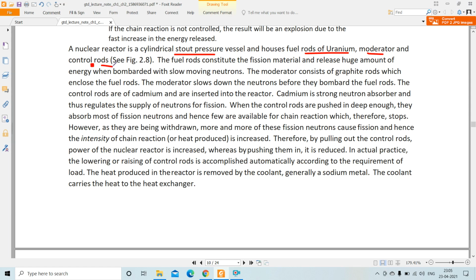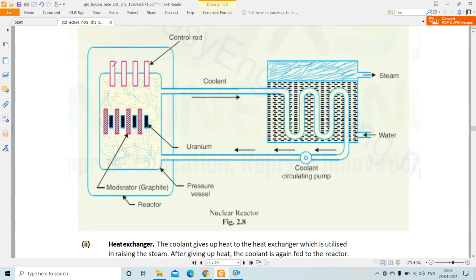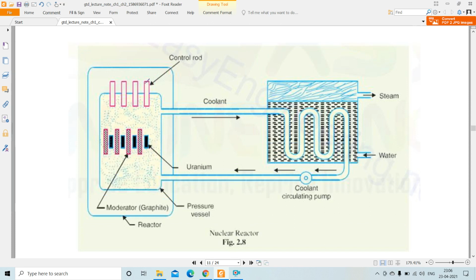Okay, so see, this is the nuclear reactor diagram. This is the nuclear reactor, this is the pressure vessel. Inside this, these are the fuel rods, uranium fuel rods. These are the moderators, which are made up of graphite. This is the control rod, which is made up of cadmium.